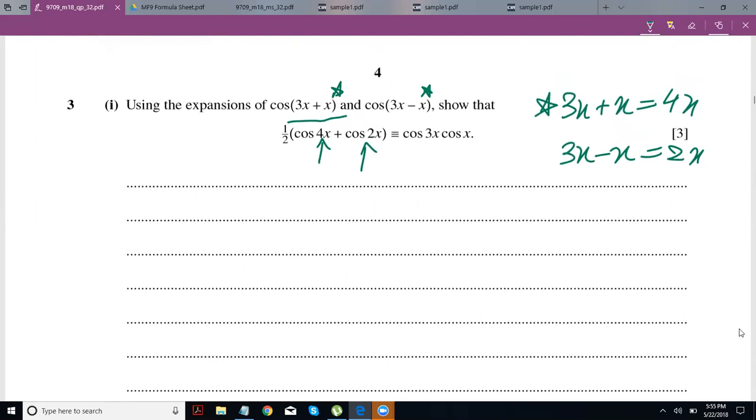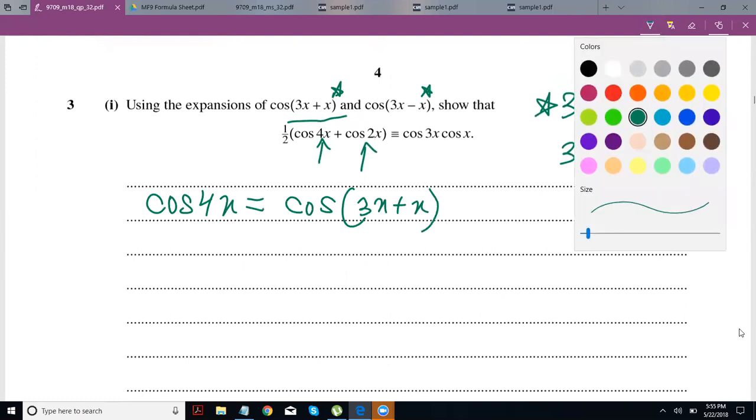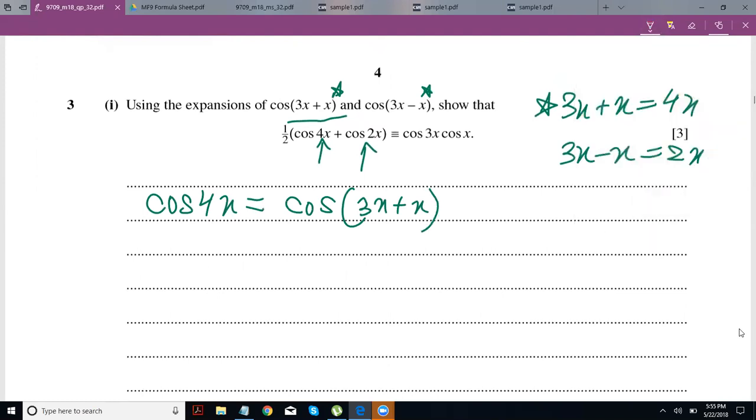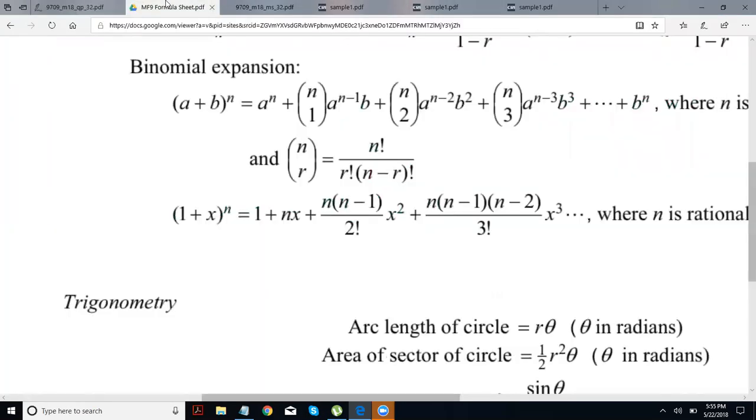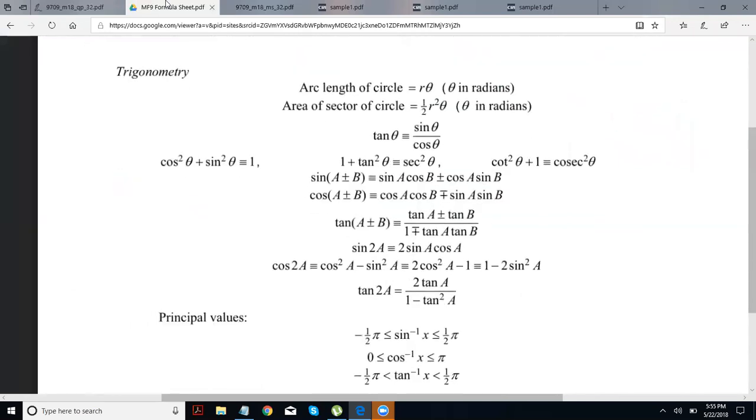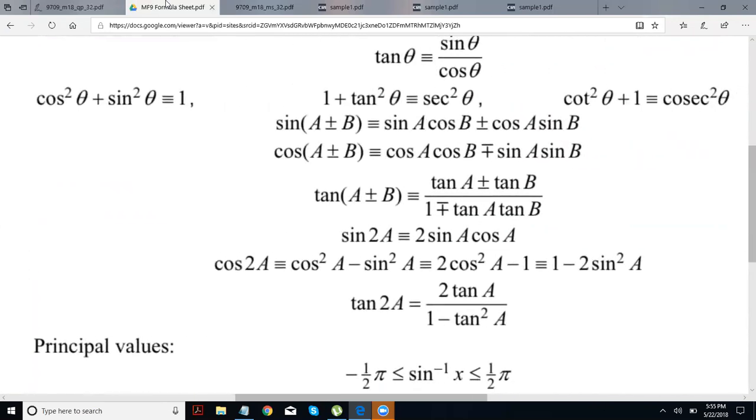So first, let's try to expand cos 4x. Before we look towards the question, let's try to get a few things straight. So cos 4x can be written as cos 3x plus x, which is excellent because that's the way they want you to write it. So 3x can be written as A. You can take this as B, and the reason I'm doing this is because that's how your formula is given in the MF9 table again. There's a lot of stuff you just don't have to bother remembering.